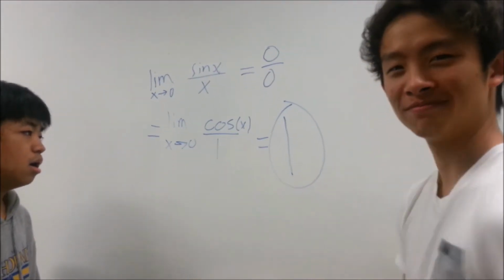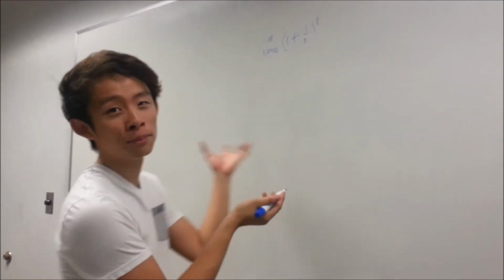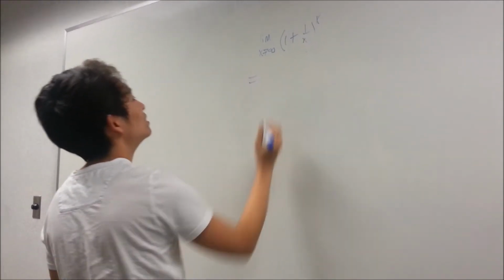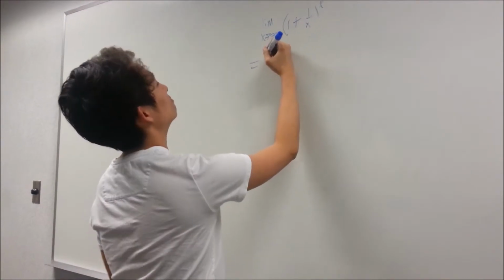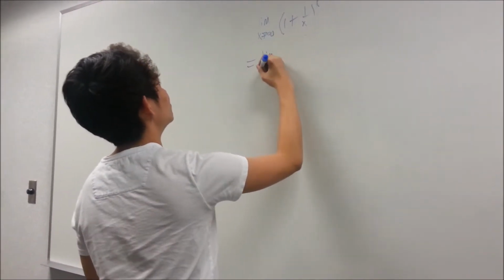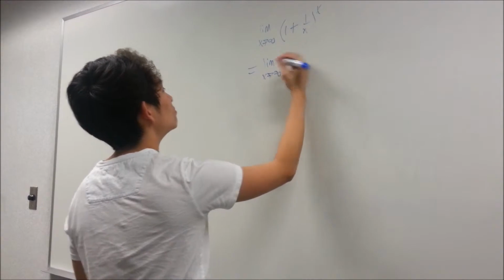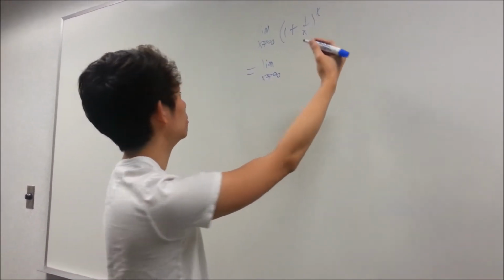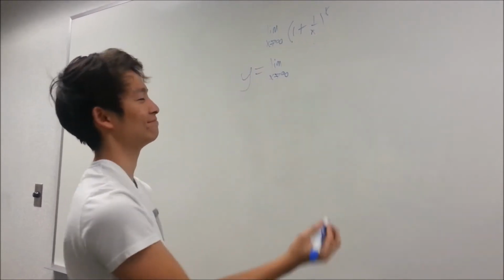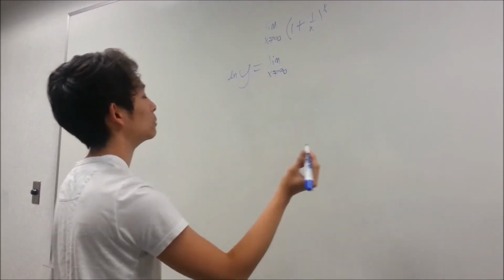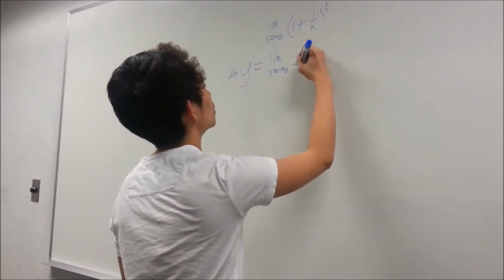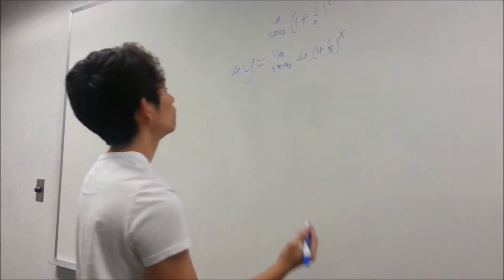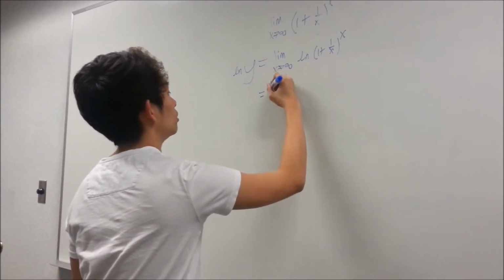And there you go. Here is a special case of Hopital's rule. What you want to do first is take the natural log of both sides of the equation. So you have natural log of y is equal to the limit of x approaches infinity, natural log of 1 plus 1 over x, the x power. You can move the x down at that point.